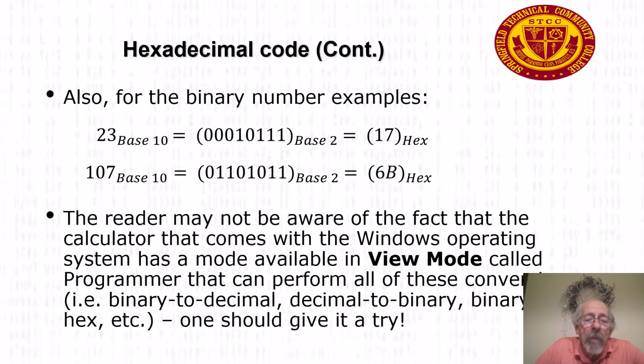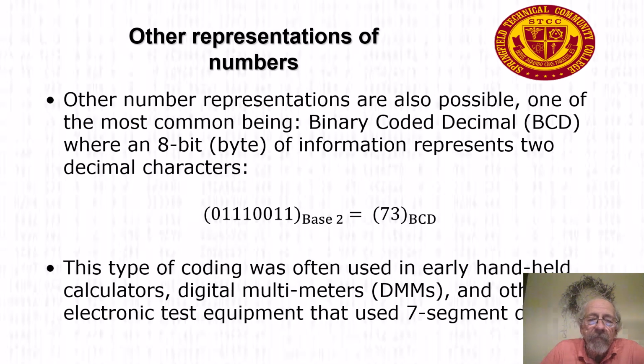So the reader may or may not be aware of the fact that the calculator comes with a Windows operating system, which I don't believe in Windows 11 is actually activated. You have to activate it as a mode available in the view mode called Programmer that can perform all these conversions, that is binary to decimal, decimal to binary, binary to hex, etc. You should give it a try, or the other thing is just to Google an online binary calculator. You'll find many examples of those, freely.